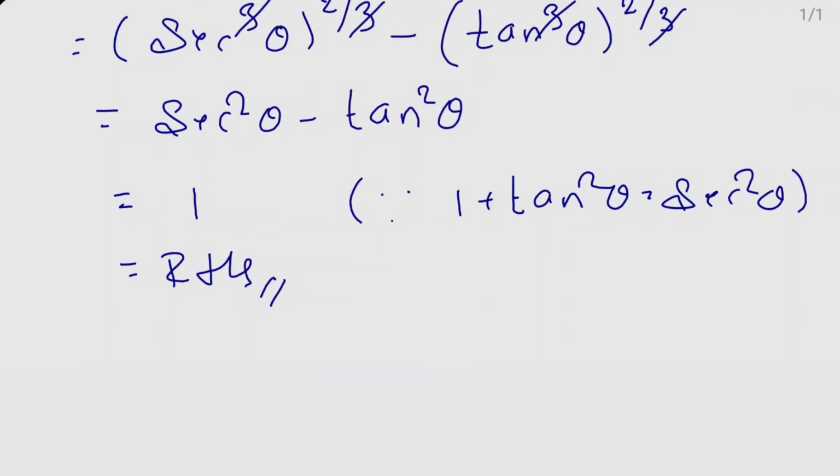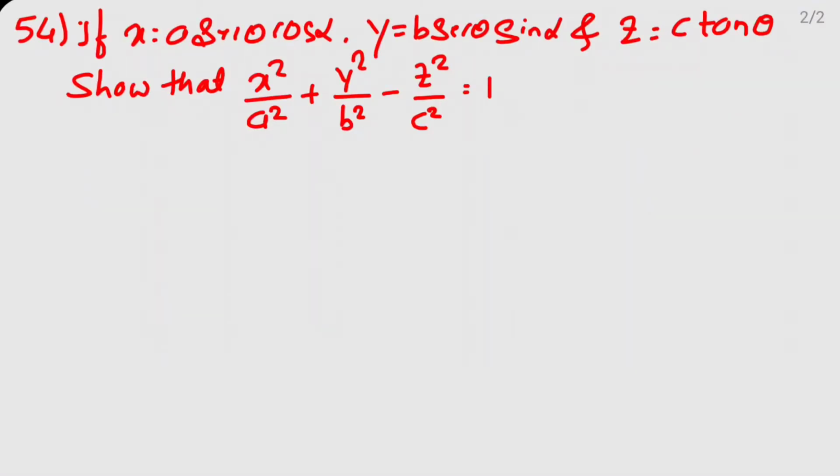Is it clear? Well students, look at the next problem. If x equals a sec theta cos alpha, y equals b sec theta sin alpha, and z equals c tan theta, show that x square by a square plus y square by b square minus z square by c square equals 1. Let me solve here. So first write down the given.